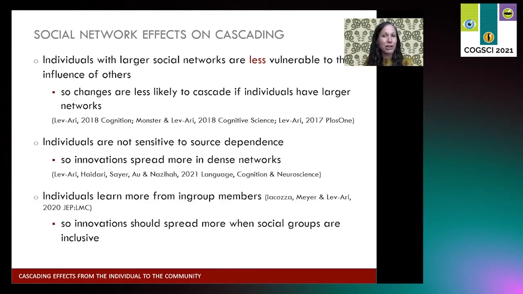And the last feature I want to talk about relates to the fact that we don't treat information the same way all the time. We actually pay much more attention and give much more weight to information that we learn from in-group members compared to out-group members. And this again can mean that if the community is composed of very large and inclusive social groups, then information would spread more quickly compared to if it's composed of multiple, more exclusive social groups.